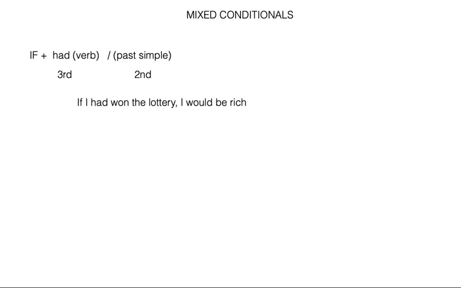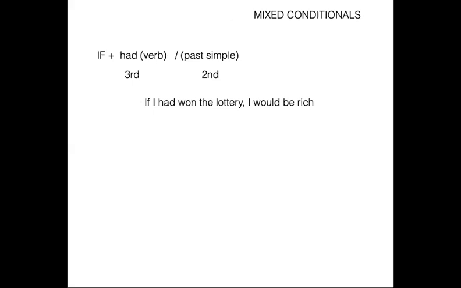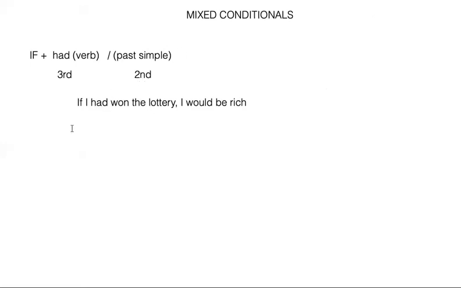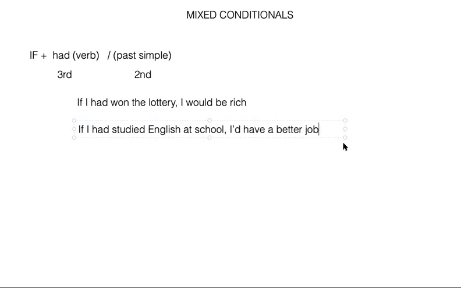I'm going to give you another example for the third and second conditional. The other example is going to be: if I had studied English at school, I'd have a better job. Okay, so again, you are speaking about something that is past. If I had studied English at school, I would now have a better job. The important thing here, again, is that you are not talking about likelihood. Okay, you are talking about something that is in the past that has an immediate consequence in the present.